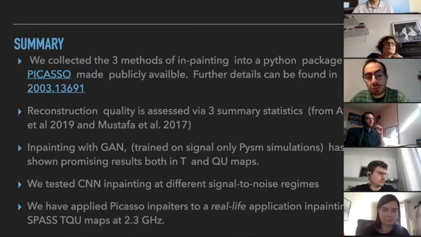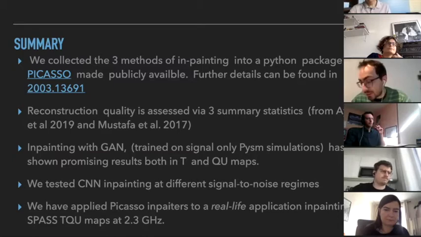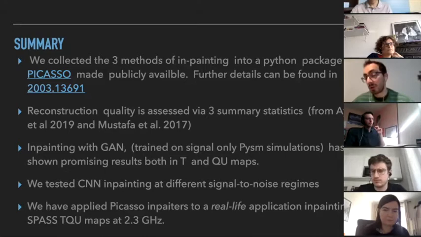If you have a better suggestion, but the only way that I found to maintain the summary statistics in the patch was to use these three evaluations: to evaluate the pixel values, the power spectrum, and the Minkowski functionals.